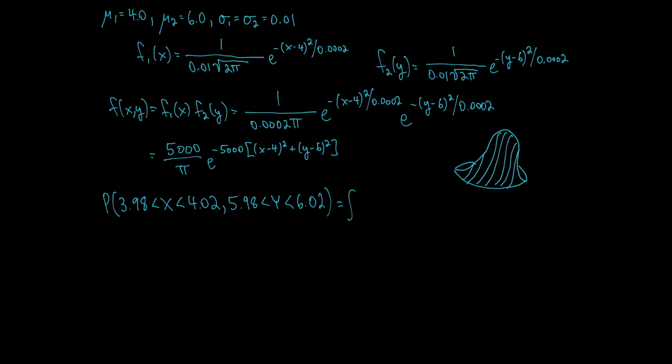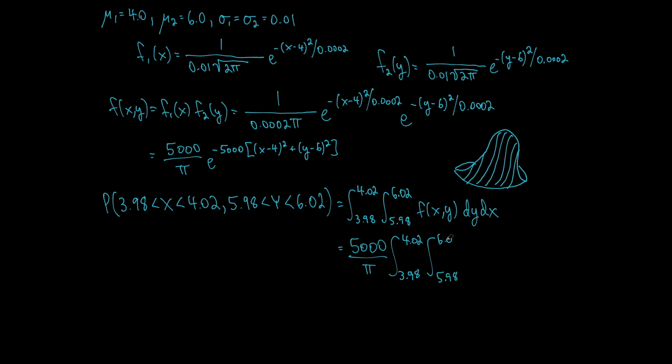So that's our double integral from 3.98 to 4.02 of the integral from 5.98 to 6.02 of f of xy dy dx, which is 5,000 over pi times the integral from 3.98 to 4.02, the integral from 5.98 to 6.02, e to the minus 5,000 times x minus 4 squared plus y minus 6 squared dy dx. And using a calculator, we get that's about 0.91.